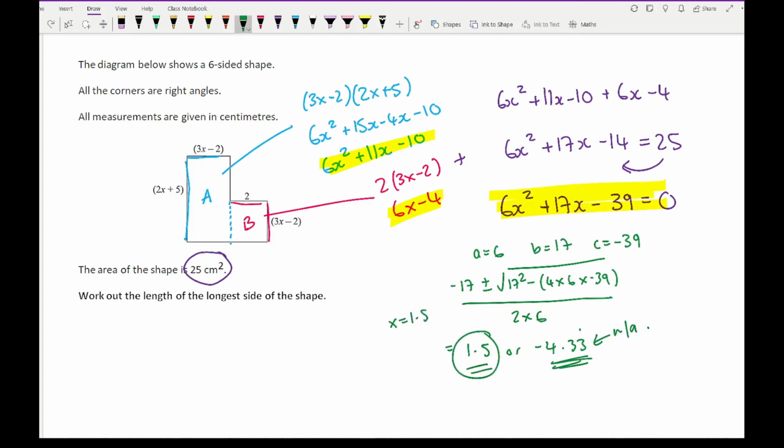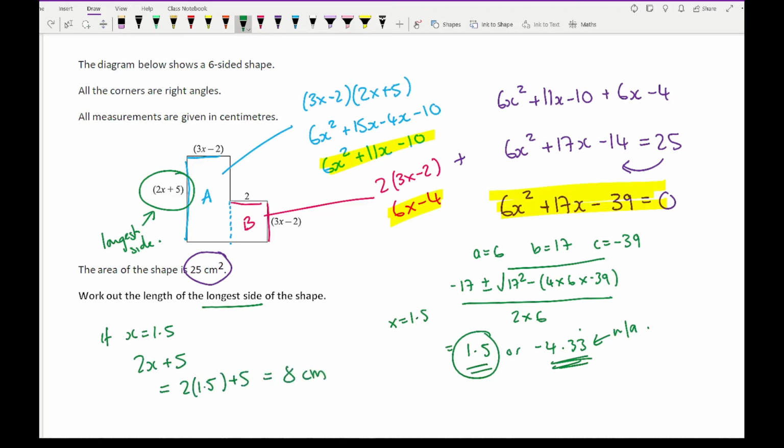Now the question's not asked me to find x, it's actually asked me to find the longest side of the shape, and the longest side is this. So if x equals 1.5, then 2x plus 5 is going to equal 2 lots of 1.5 plus 5, which equals 8. So it's 8 centimeters, and there is my final answer. Now again, you want to try and work down in steps. Obviously mine's a bit of a mess because it's all over the shop, but that's only because I want it all to fit on the screen.